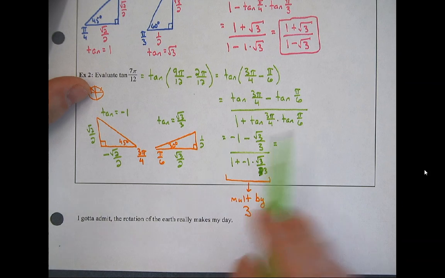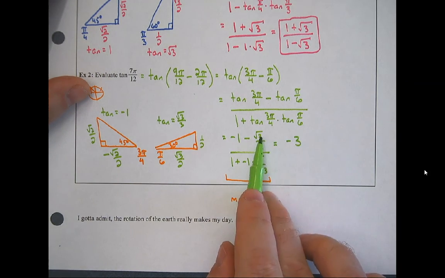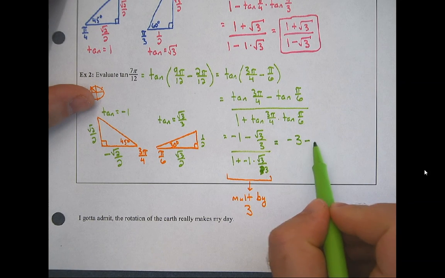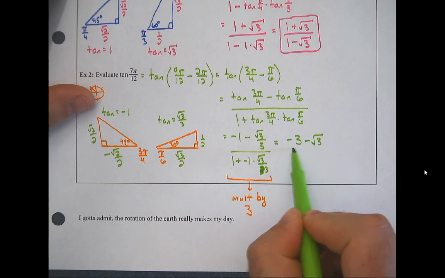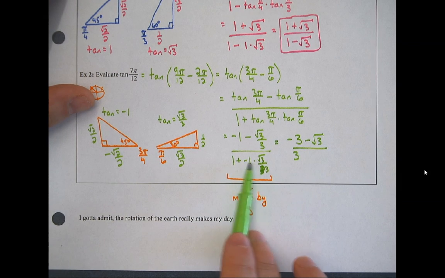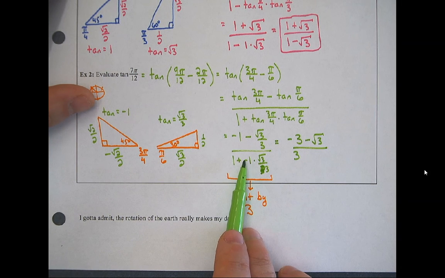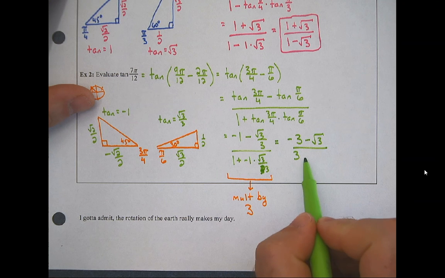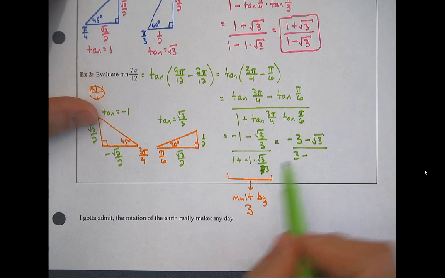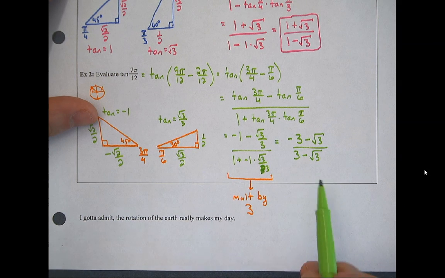So 3 times negative 1 is negative 3. 3 times root 3 over 3, those 3's would cancel, and I'd just be left with negative root 3. Over 3 times 1 is 3. Now look, I'm going to multiply this first, and then I'm going to times it by 3. So that's going to make this negative times this positive become a minus. And then I'm going to times by 3. That 3 over 3 is going to cancel, and I get a root 3 on the bottom.